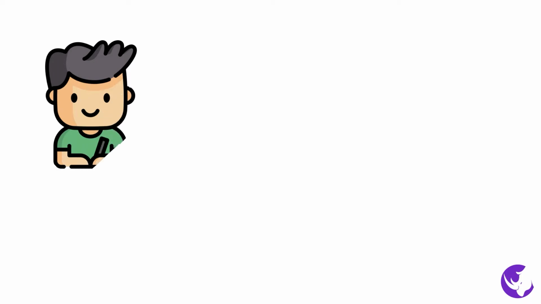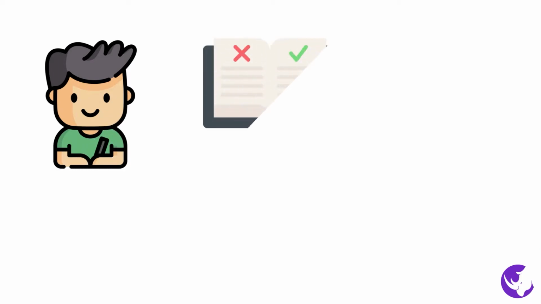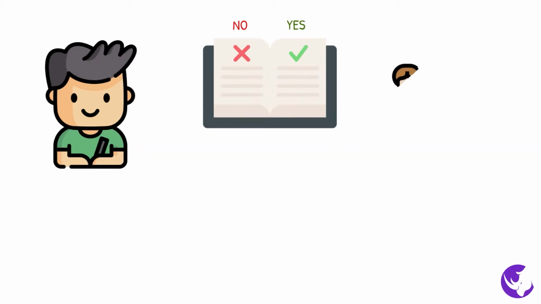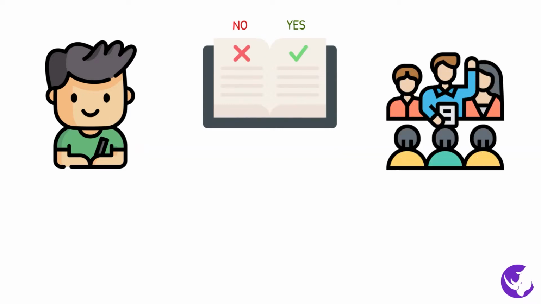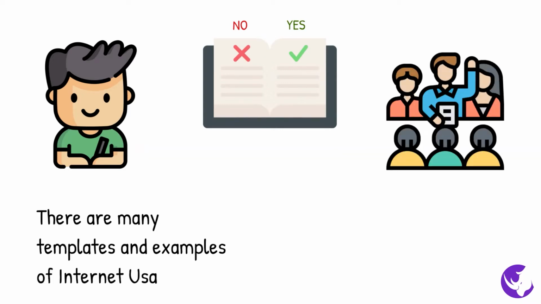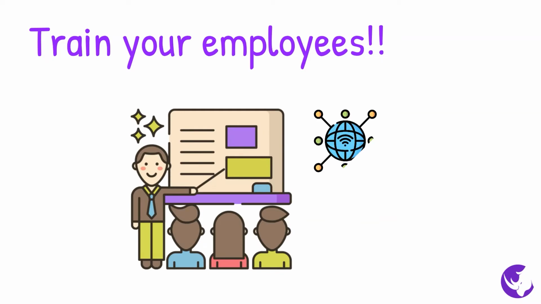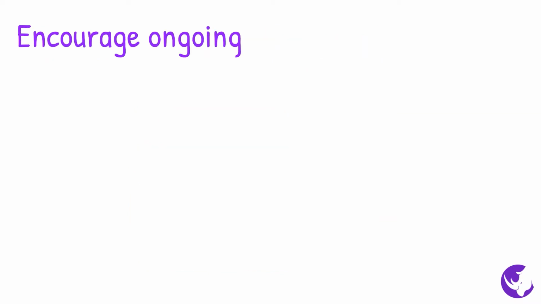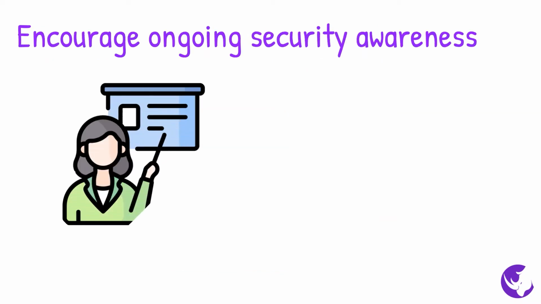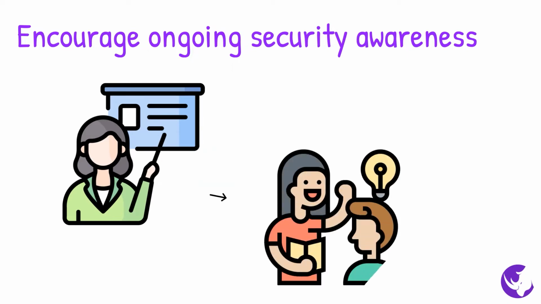Begin by writing and publishing an internet usage policy that clearly explains to employees what they can and cannot do when using business systems to connect to the internet. There are many templates and examples of internet usage policies that can be found online. Train your employees on the content of your internet usage policy. Encourage ongoing security awareness by regularly communicating with employees about safe browsing practices.